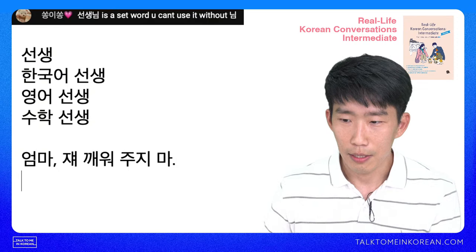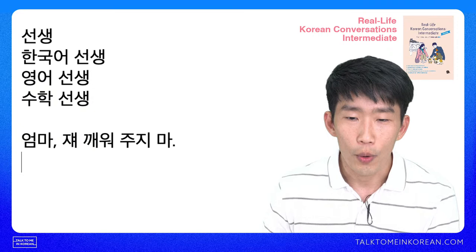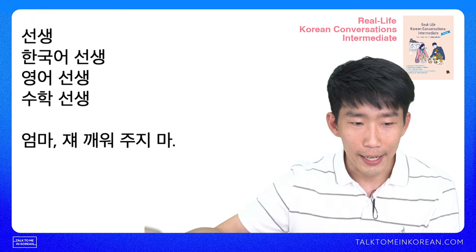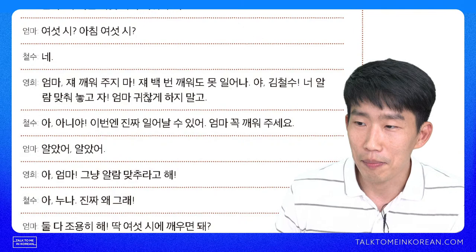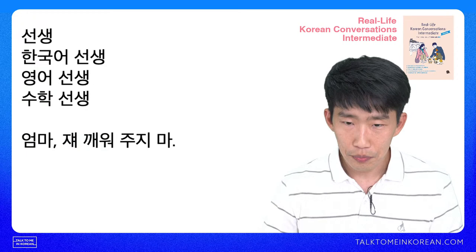So 엄마 쟤 깨워주지 마. 쟤 is when you want to address somebody, him or her, in casual language, okay? All right, and then 쟤 100번 깨워도 못 일어나. Even if you try to wake him up 100 times, he can't wake up. And 야, 김철수. Do you see that part? 야, 김철수. I also heard that this is common in other languages too.